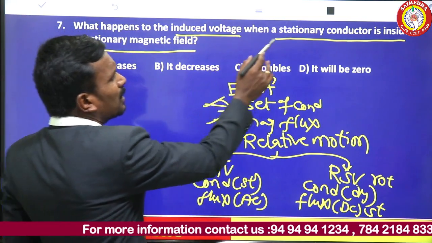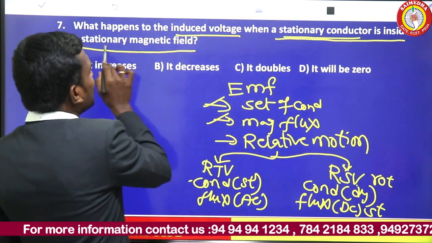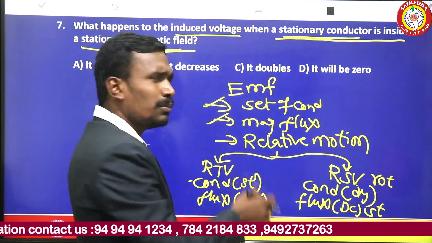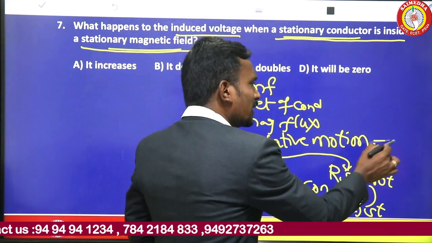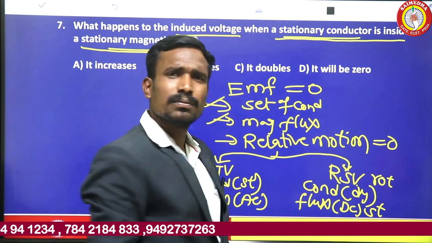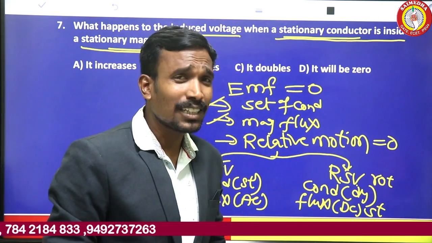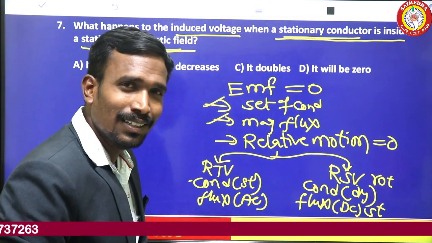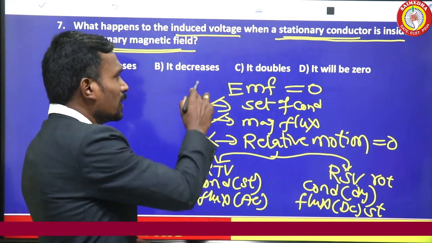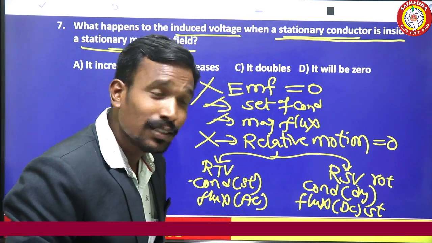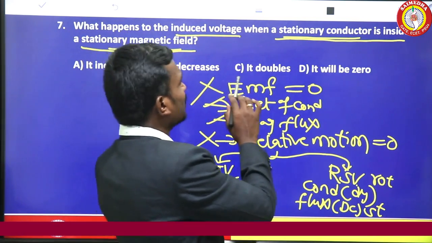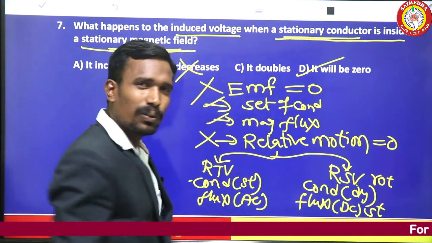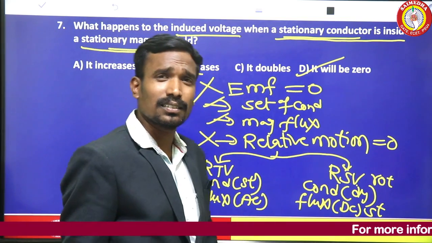But what he says is stationary conductor, stationary magnetic field. If both are stationary, what is the relative motion? If the relative motion is 0, then what is the EMF? EMF is also 0. Yes or no, guys? So relative motion is important. If there is no relative motion, no EMF will be induced. So what is the answer? Not increases, not decreases, not doubles. 0 is the correct answer.